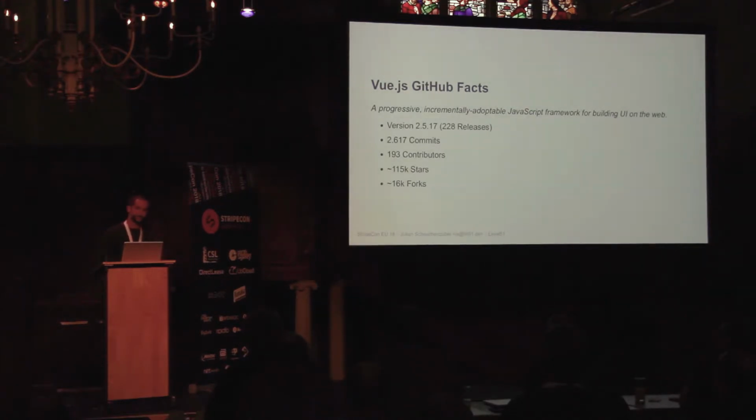So just some GitHub facts. They're saying it's a progressive, incrementally adoptable JavaScript framework for building UI on the web. And version 2.5.17, nearly 230 releases, 2,500 commits, nearly 200 contributors, and a decent amount of stars and forks. So this is always good to see if a project is popular or trending, and it's really pretty active, the whole project, although it's still very closely tied to one person, to Evan You, the creator of Vue.js.